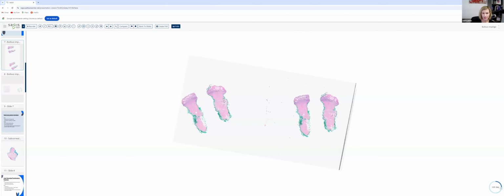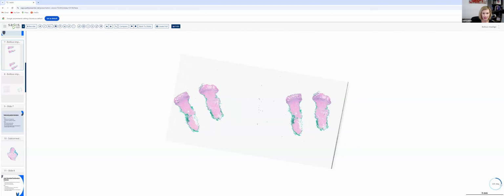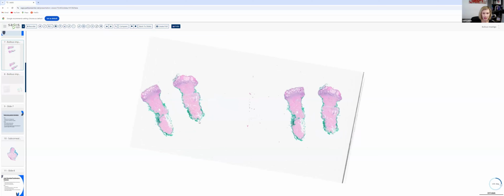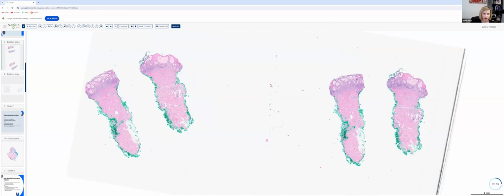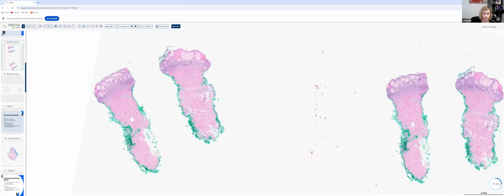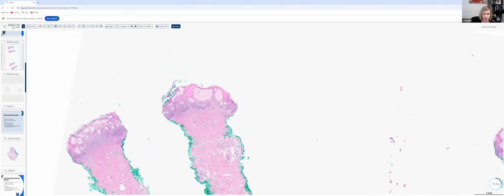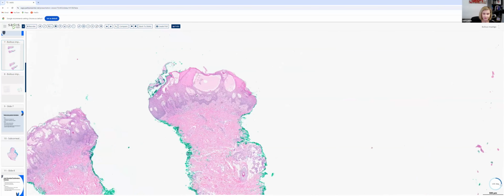So here we have a slide with a bisected punch biopsy. We have a nice deep punch. And even at low power, we can appreciate that there is definitely something going on in the epidermis. There's some acanthosis. We see some large kind of holes in the epidermis. So these are spongiotic vesicles. And we really want to zoom in on higher power to better evaluate this epidermal process.